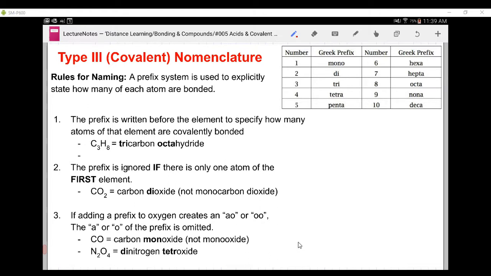The only time a prefix is not written in is if it's the very first element and there's only one of them. The most common example we have in our everyday life is carbon dioxide. We do not call that monocarbon dioxide. If there's only one of the first element, it's ignored.